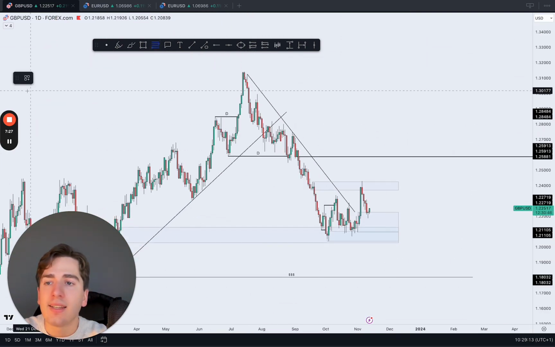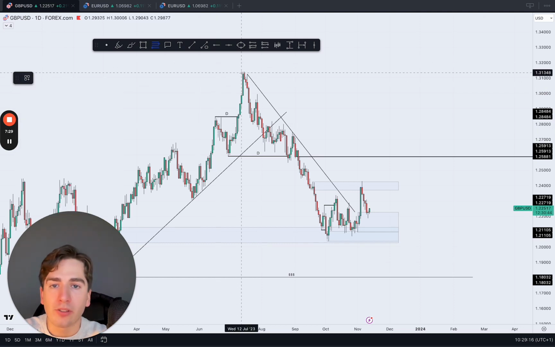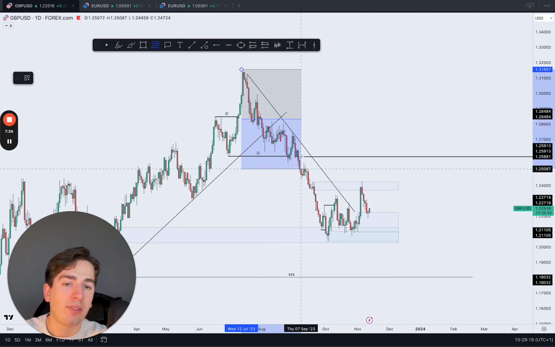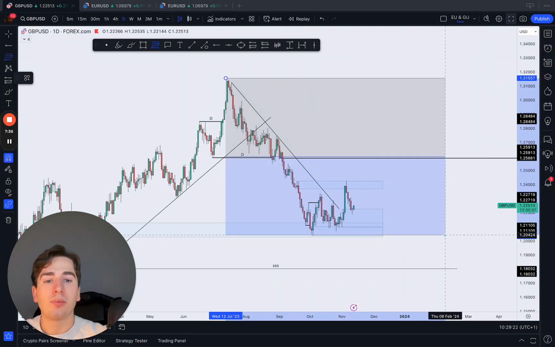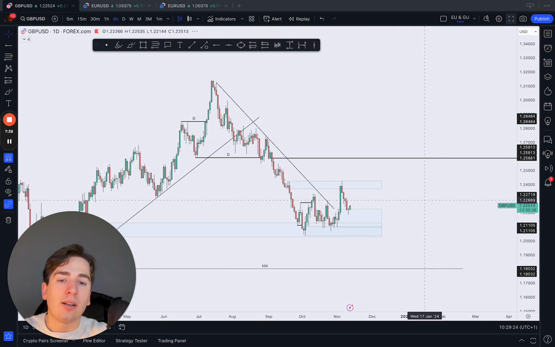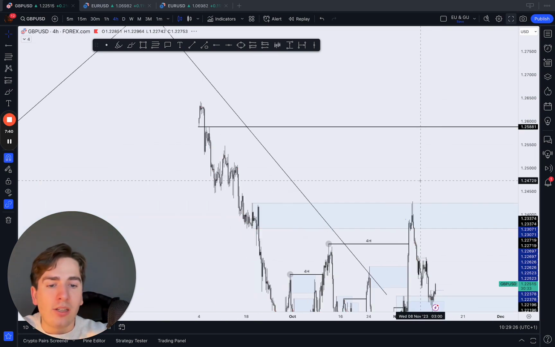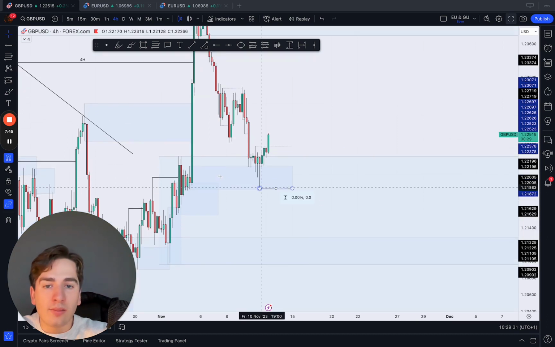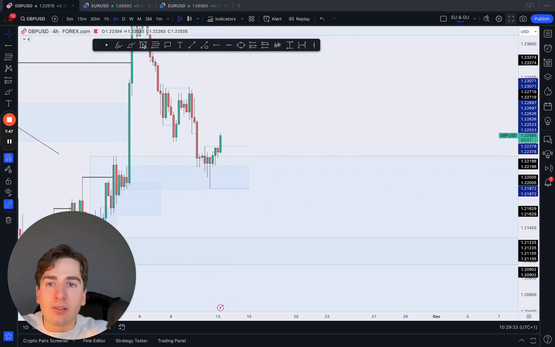Of course, again, very similar to euro dollar, premium versus discount tool drawn in. And you can see that the 50% mark kind of aligns with this area of supply. So potential further upside still possible with the 4-hour being bullish. So we saw a bullish change of character this morning after tapping, of course, in towards daily and 4-hour demand.